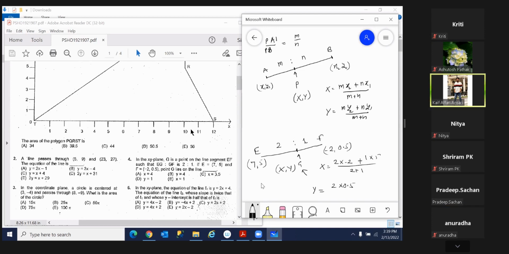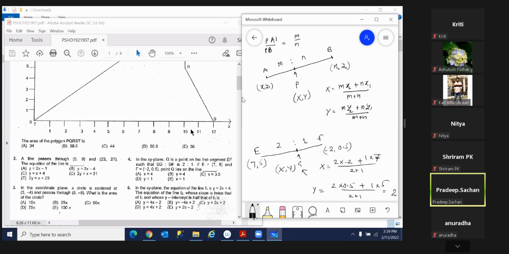Sir, can you please explain how after 1 we get 1 and 2 from x and y? So you got the point 1 comma 2, correct? Is this clear to you, x and y after applying the formula? After that, the question is asking which line this point G is lying on. So we know if you want your point to lie on any line, your point should satisfy the equation, correct? That's what we said.